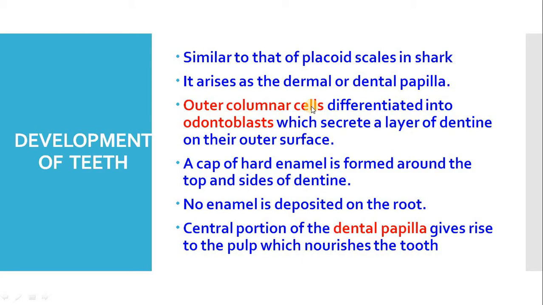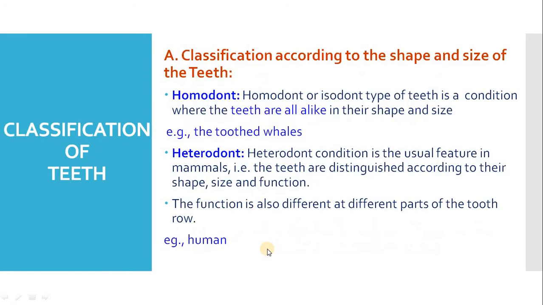Then outermost columnar cells of the gum will be differentiated into odontoblasts, which will secrete dentine on the outer surface. Then after that, a cap of hard enamel will be formed from the ameloblast cells, and they will cover around the top and sides of the dentine. That is the primary structure of the teeth. Then no enamel will be deposited on the root portion. Then the central portion of the dental papilla gives rise to the pulp which nourishes the tooth.